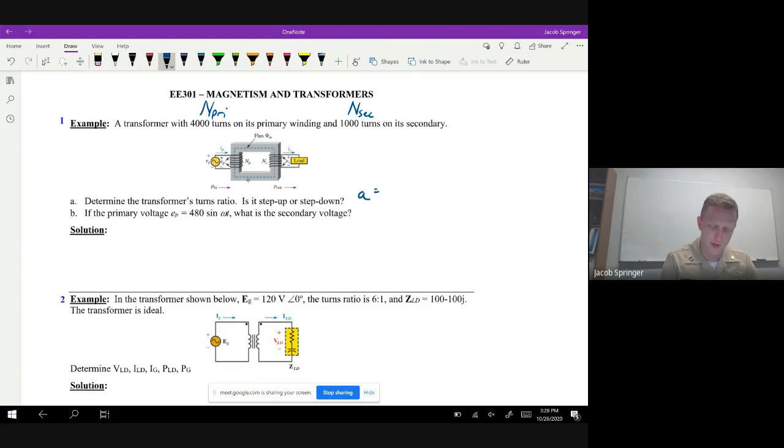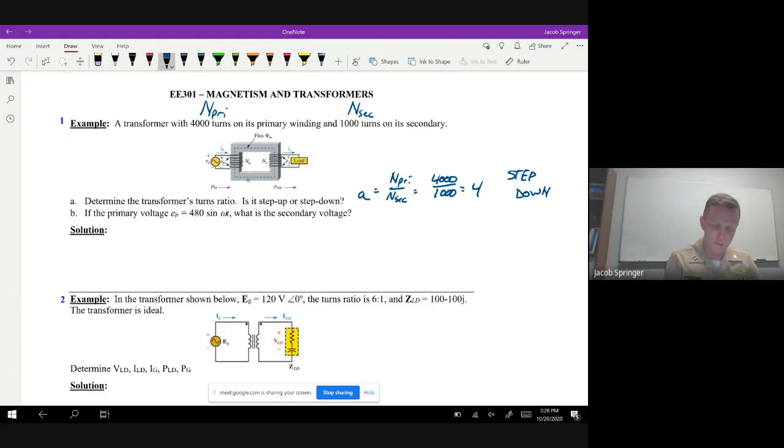Well, that turns ratio is A. It's the number of turns on the primary side over the number of turns on the secondary side. How many turns, how many coils, how many windings are in that inductor in the N primary? 4,000 over 1,000 equals 4. Very straightforward. Is this a step up or a step down? It's clearly a step down because I am going from 4,000 down to 1,000. And the voltage on the primary side will be 4 times greater than the voltage on the secondary side. And so I'm stepping down my voltage.